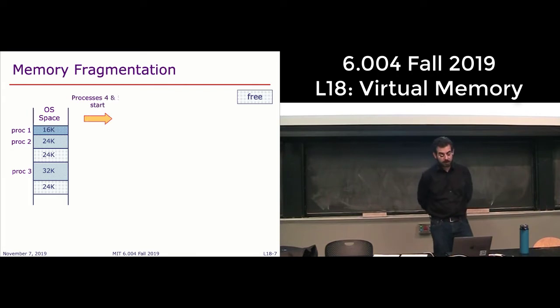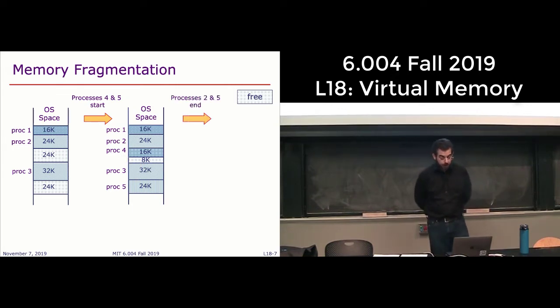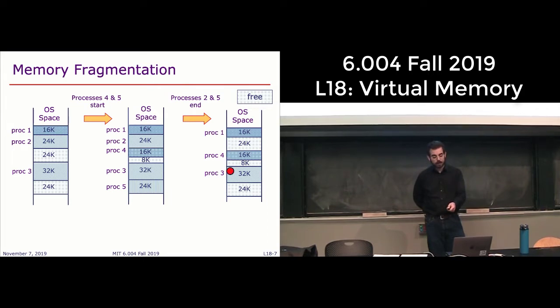that we can use for other processes. Now let's say that 2 other processes start, so we give 16 kilobytes to process 4 and 24 kilobytes to process 5, and now we only have 8 kilobytes of free space over here. And now if, let's say, process 2 and process 5 end, now we have this chunk of 24 kilobytes of free space, 8 kilobytes of free space over here, and 24 kilobytes of free space. And we've gone from having 2 free chunks to 3 separate free chunks. And even though we have more space, there's still no way to start, for example, a process that requires 32 kilobytes of space.